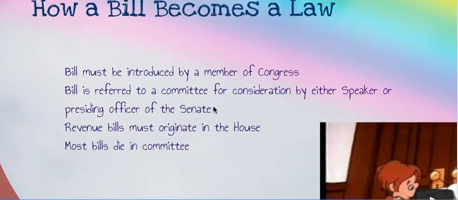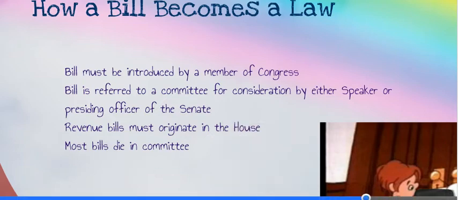Okay, how does a bill become law? It's got to be introduced by a member of Congress first. They're the only ones that can introduce a bill. The president cannot. The president can get a person in Congress to do it for him, but he can't do it. A bill is referred to a committee to be considered after it's introduced. And then special things for the House of Representatives that you learned in civics. All revenue and appropriation bills must begin in the House. The vast majority of bills do not make it. They die.